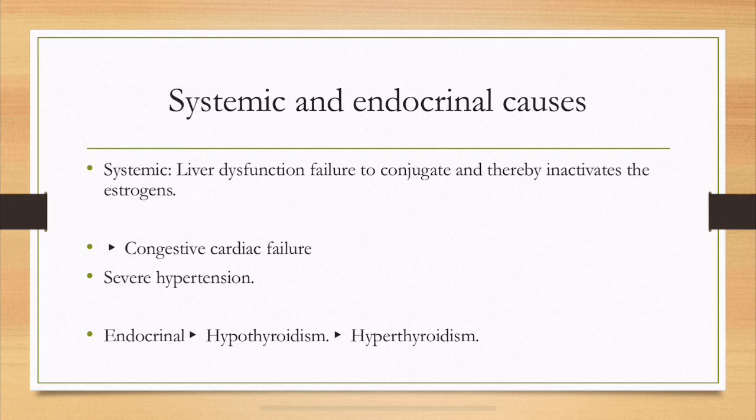Endocrinal: hypothyroidism, hyperthyroidism. What happens in the endocrinal cases? Once there is an increase in the TSH level, that is thyroid stimulating hormone, more prolactin is released, and there is hyperprolactinemia. This prolactin is going to inhibit the secretion of FSH and LH. Then this results in an excess of estrogen, as the inhibition effect won't be there. Then FSH and LH are going to be released in excess amount, which will result in menorrhagia.